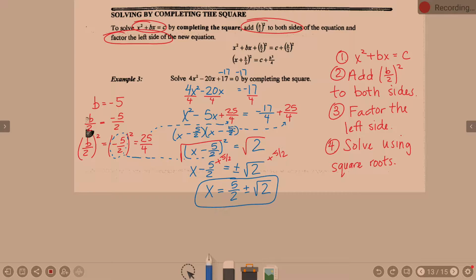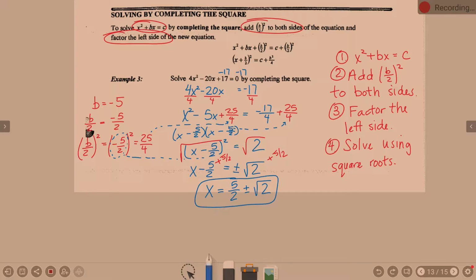How many answers do I have on this problem? Do I still have my 2? Yeah, I have 5 halves plus the square root of 2 as one answer, whatever that might be, and I have 5 halves minus the square root of 2, whatever that might be. Okay?